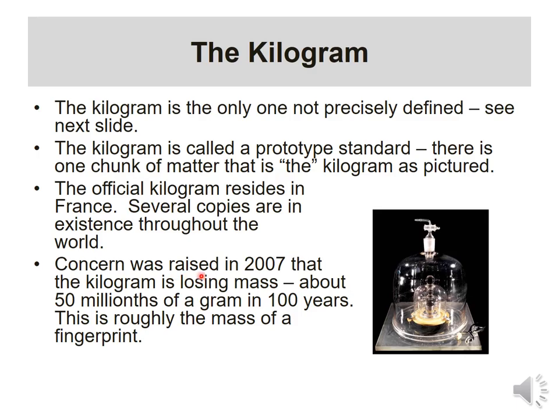There was a concern in 2007 when they figured out that this prototype standard had somehow lost about 50 millionths of a gram in a period of 100 years. And that was quite a concern because this is supposed to be always the same. Well, it turns out that's about the mass of a fingerprint. It lost that in 100 years and it caused consternation. So it's kind of a critical thing for us. There is work being done. We're probably not very far from having a good physical definition of the kilogram. There are several efforts along those lines.